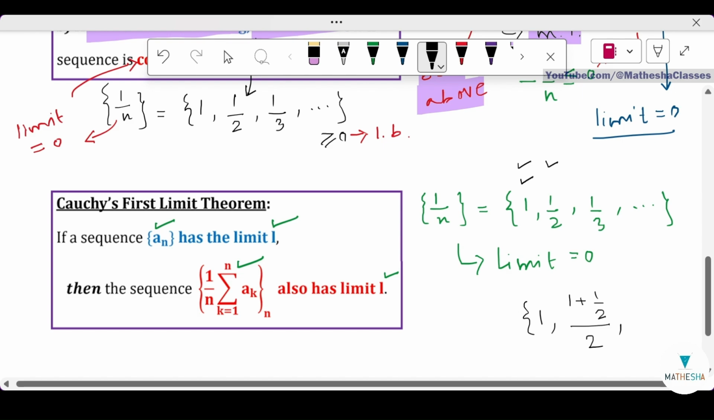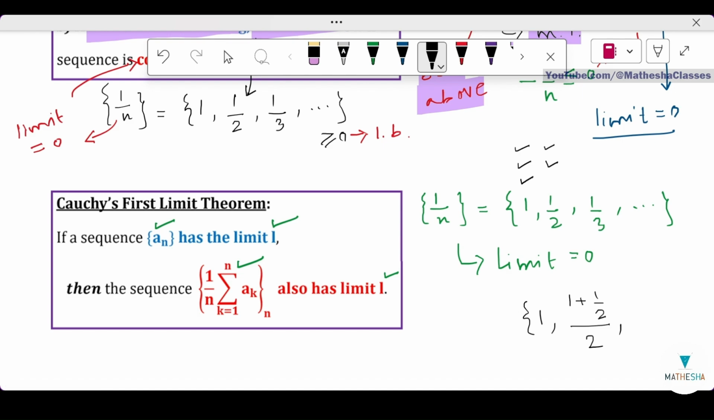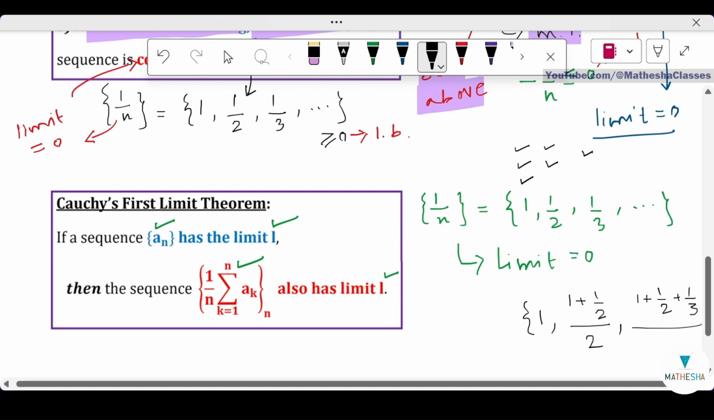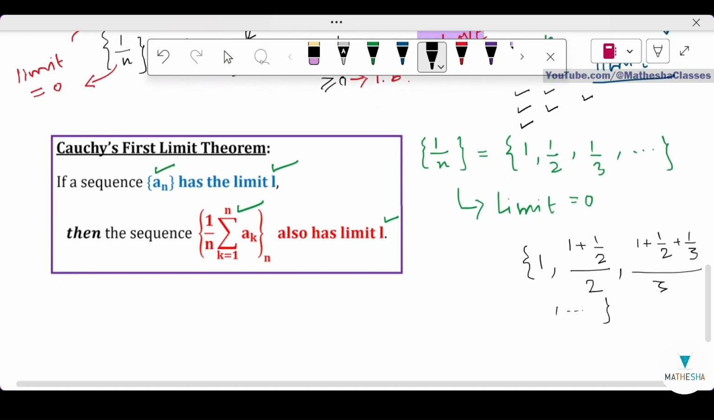Third term होगा arithmetic mean of the first three terms. So (1 plus half plus 1/3) by 3 and so on. So आपको एक नया सीक्वेंस मिल गया और जो नया सीक्वेंस मिला उस सीक्वेंस का लिमिट भी सेम होगा. इसका लिमिट आपको देखने की जरूरत ही नहीं है. कॉचीज फर्स्ट लिमिट थ्योरम बोल रहे हैं, इसका लिमिट भी 0 ही होगा.